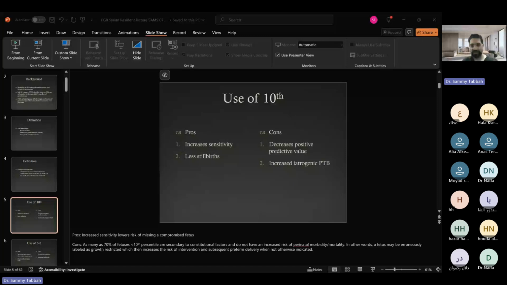So there have been efforts to have alternative definitions of growth restriction, and these are all the efforts I have listed, but none of these efforts have actually been shown to improve the outcome for the baby during the pregnancy or after birth. So here, at least in the United States, we still use the cutoff of the 10th percentile for fetal growth restriction.